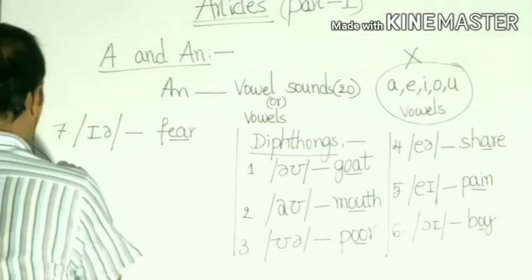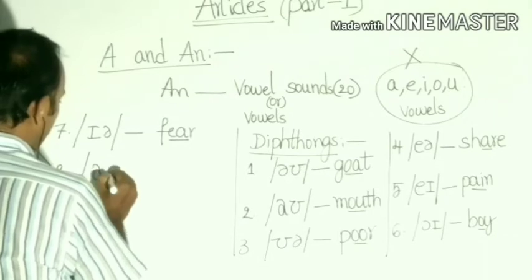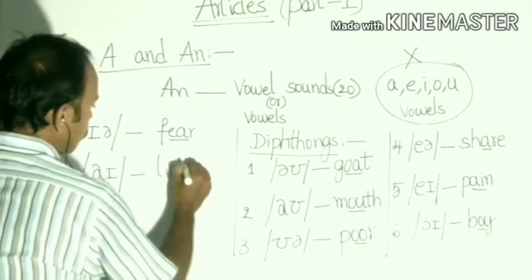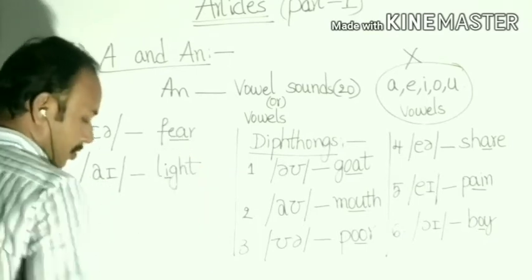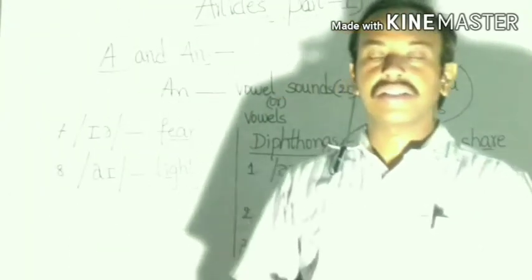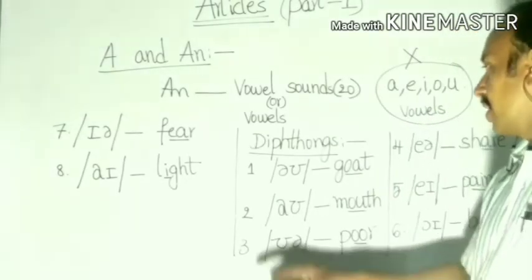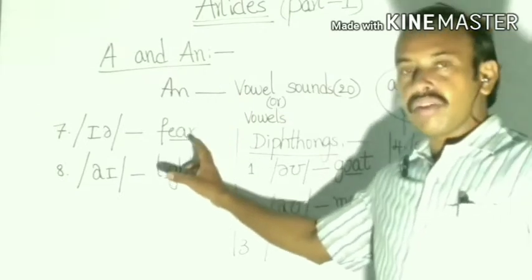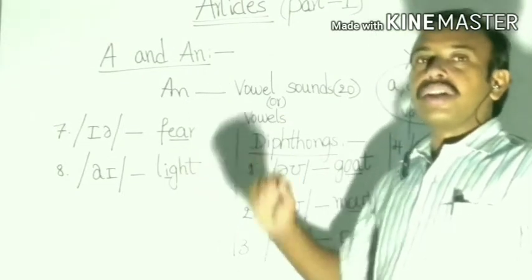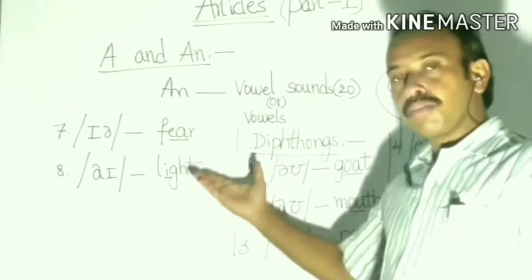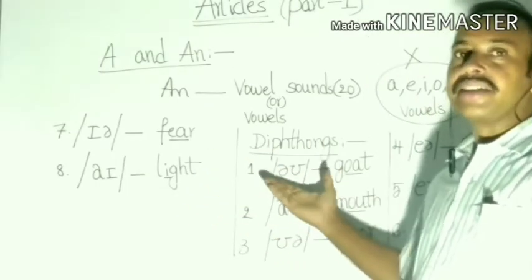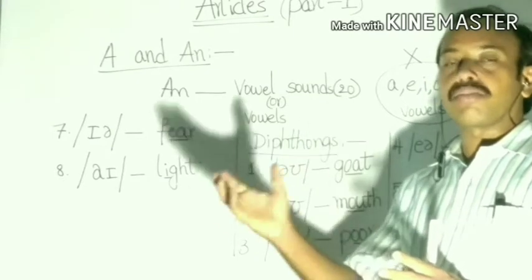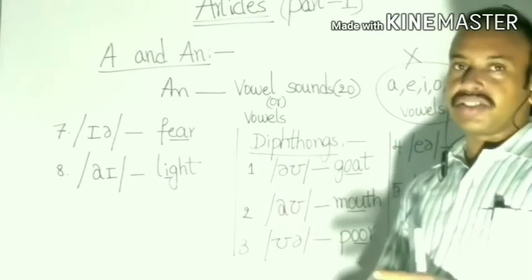And the last one, I, as in light, not light, pronounce this correctly, light, night, kite, right, like. So these are the 8 diphthongs that we have in the English language. So those are 12 pure vowels and these 8 diphthongs, totally, these 20 vowel sounds are present in English pronunciation.